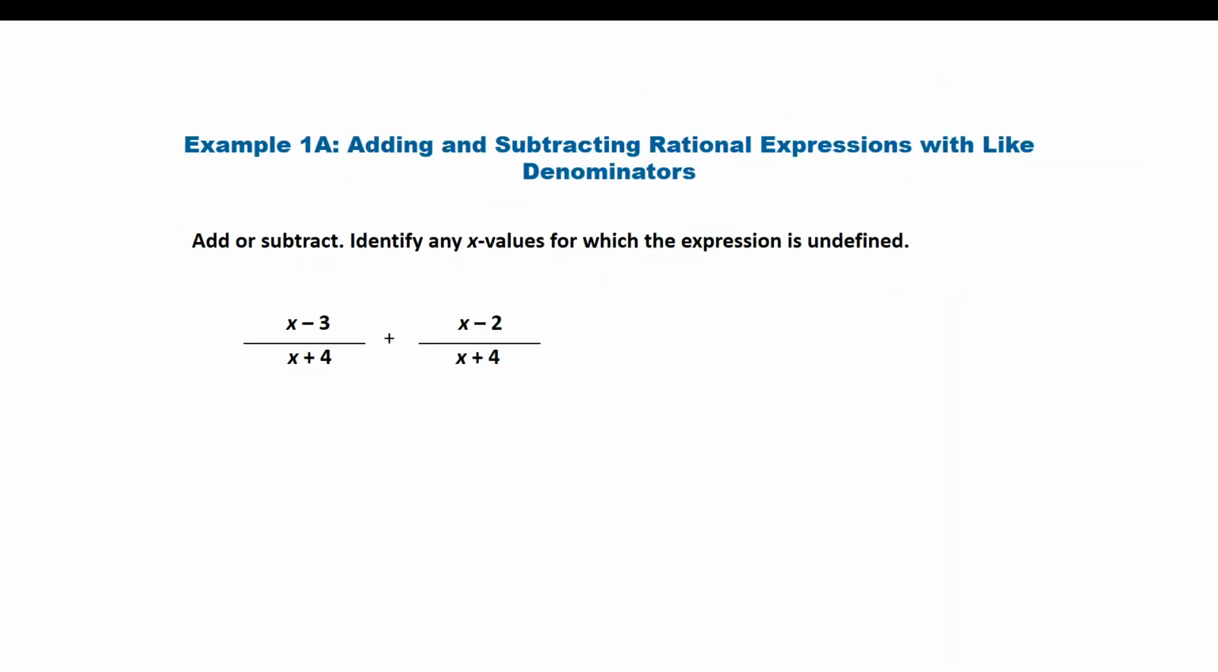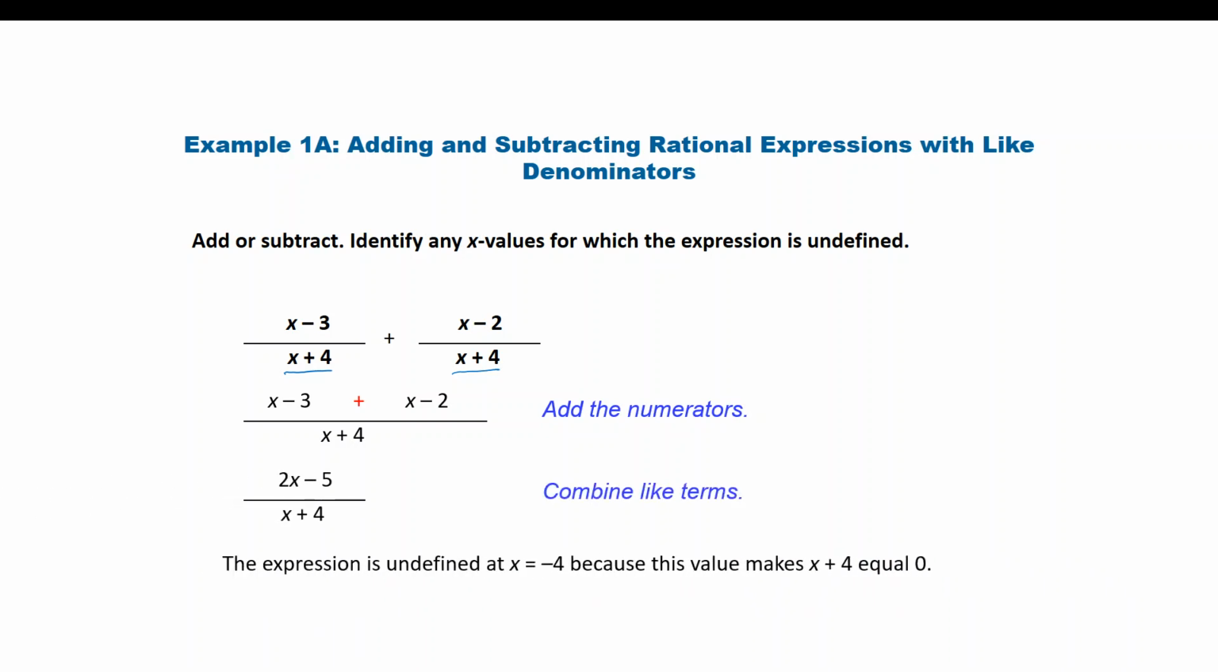All right, so our first example says to add or subtract, and then we're going to identify any x values for which the expression is undefined. So fortunately, we have fractions, but they both have common denominators, so we really don't have to do anything on this one. We just have to add the numerators together, and when we put our like terms together and add it up, we end up with 2x minus 5 over x plus 4. Now, notice that the expression is undefined at x equals minus 4, because this value makes x plus 4 equal to 0. And when there's a 0 in our denominator, our expression is undefined. All right, that one's pretty simple.